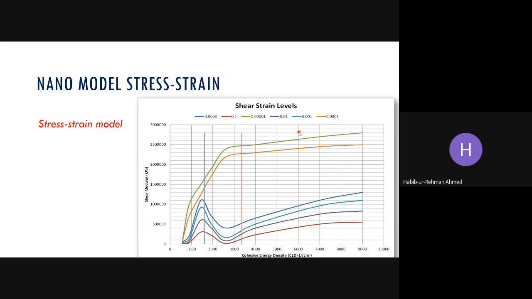Okay, this way. And finally, in addition to the swell model, this is how we develop the shear modulus or the modulus versus CED at different strain levels. So if we combine this stress strain model with the volume change model, this gives us a complete behavior model for the swelling clays or swelling soils.